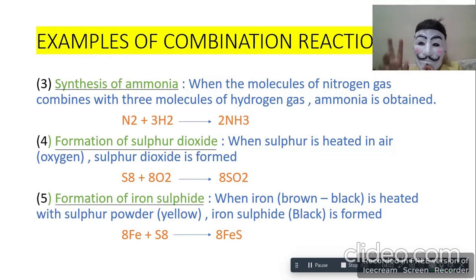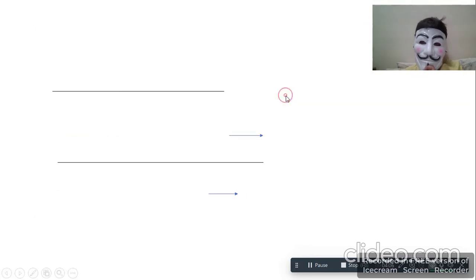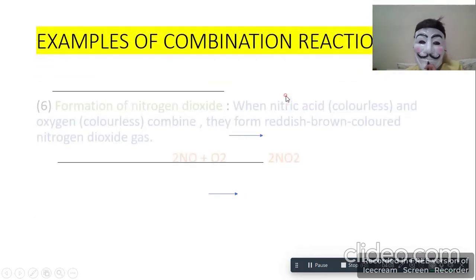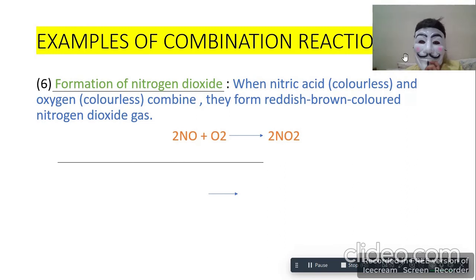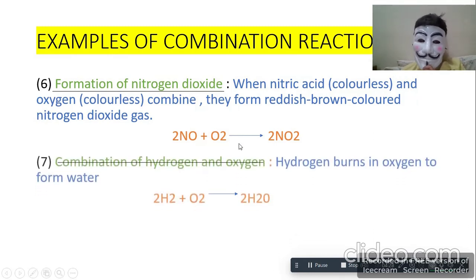Okay, now let's go to some easy examples for this, so that you can remember it nicely. Formation of nitrogen dioxide. When nitric oxide, which is colorless, and oxygen, which is also colorless, they both combine, they form reddish brown colored nitrogen dioxide gas. You can find it in chips packets or something like that. So 2NO plus O2, which will give rise to 2NO2.